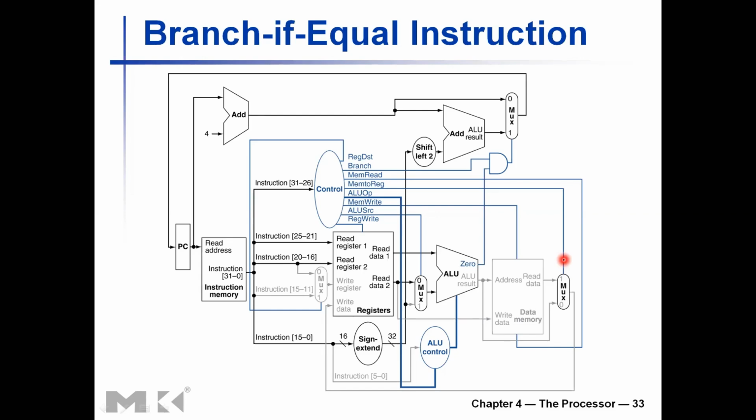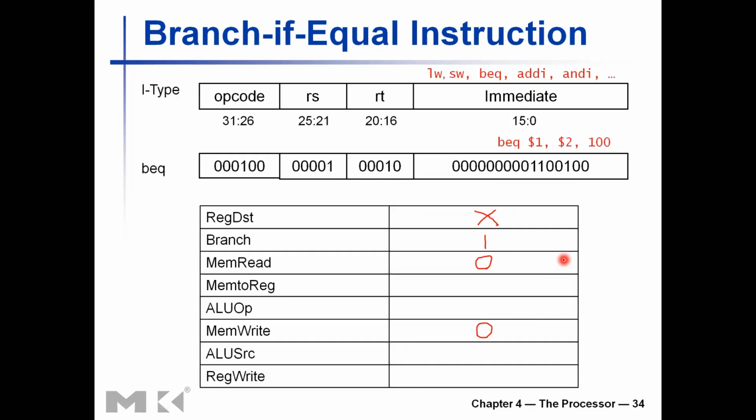Yes, it is matter. It doesn't matter. We don't care. So mem to reg is again a don't care. Having that as don't care will make our Boolean expressions simpler and circuits easier to build. So easy to simplify. So ALU op, what should be the value for a branch if equal instruction?